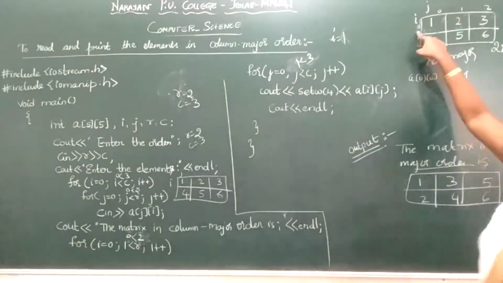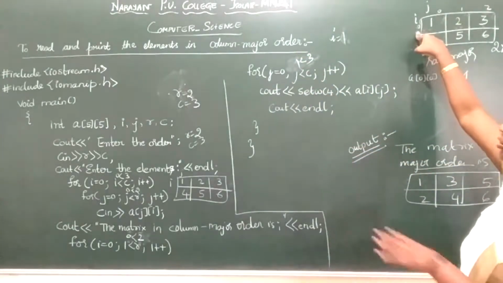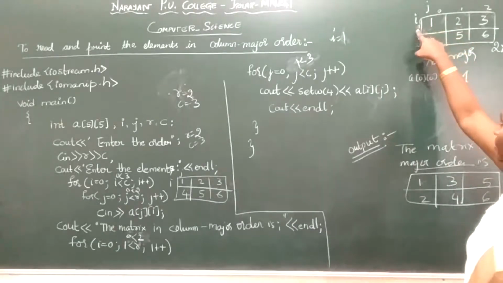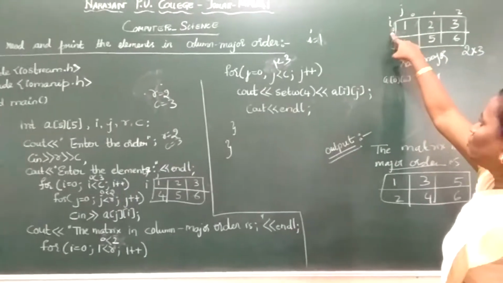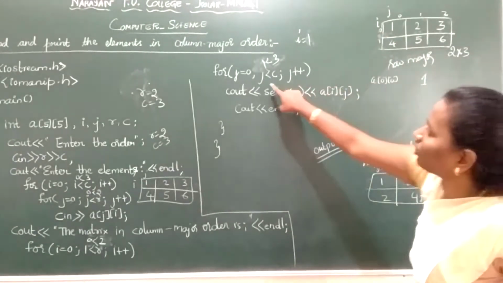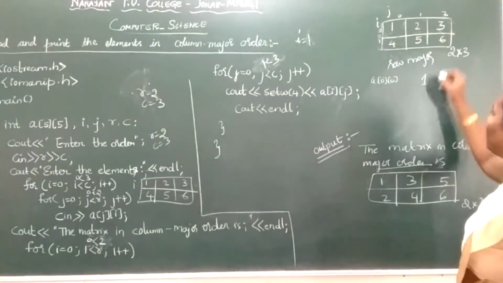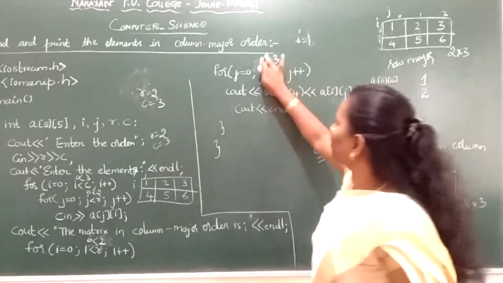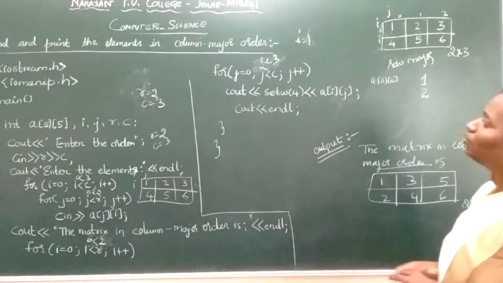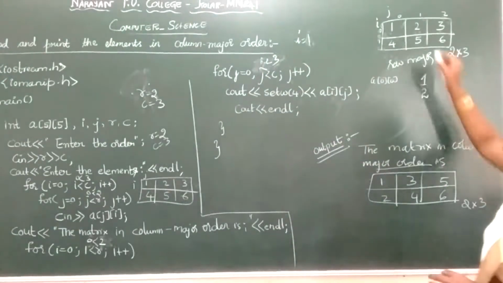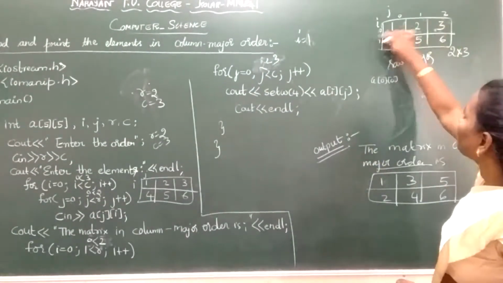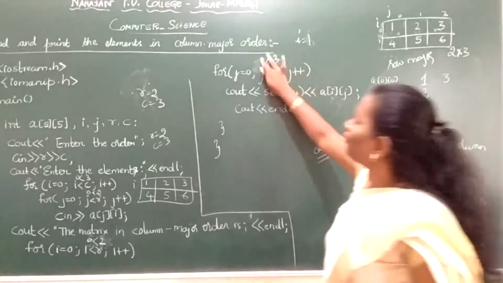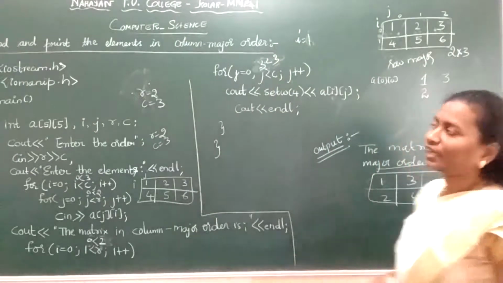I value will be constant, that is the outer loop will be constant till the condition is satisfied, it will be 0 only. So A of 0 and 1, j is 1, A of 0 and 1 I have 2. Now again j value gets incremented to 2. 2 is less than 3, yes, the condition is satisfied. A of 0 and 2, I have 3. Now again j value gets incremented to 3. 3 is not less than 3.